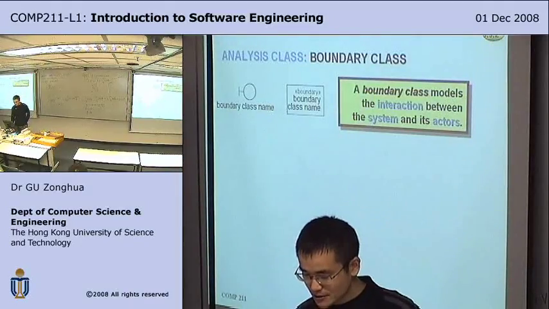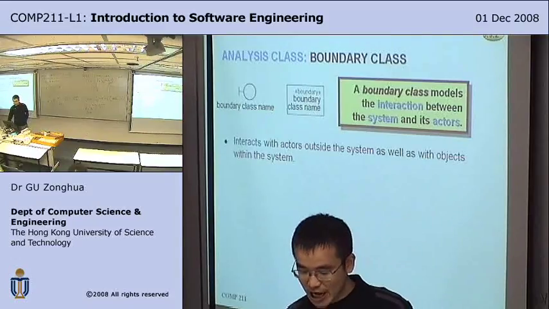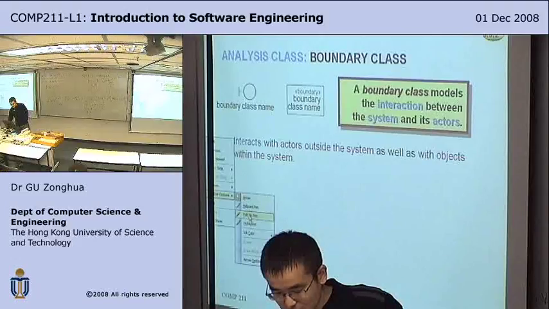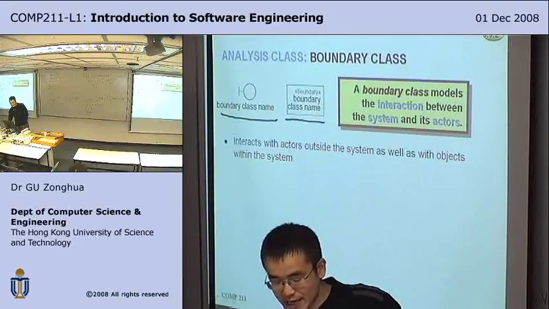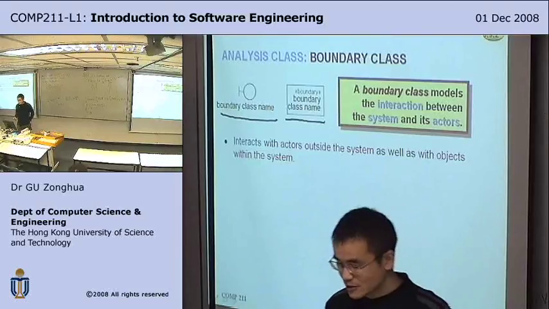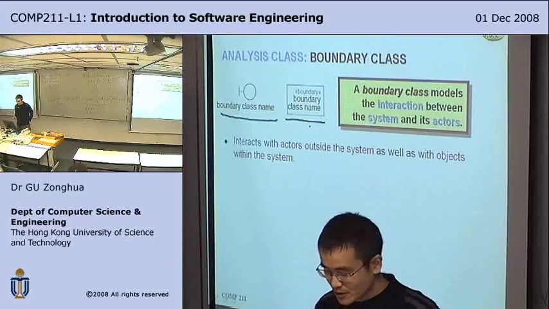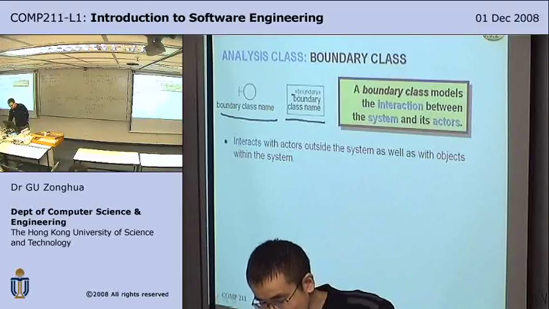Boundary models the interaction. You can have either an icon-shaped boundary class, or you can have a regular class diagram notation with a single compartment with a name only, no attributes or operations, with a boundary stereotype. This is a stereotype.